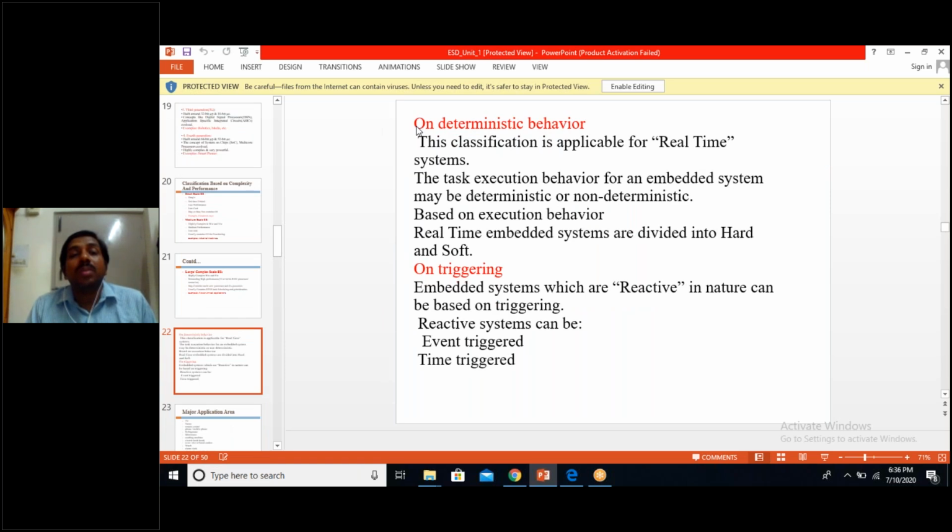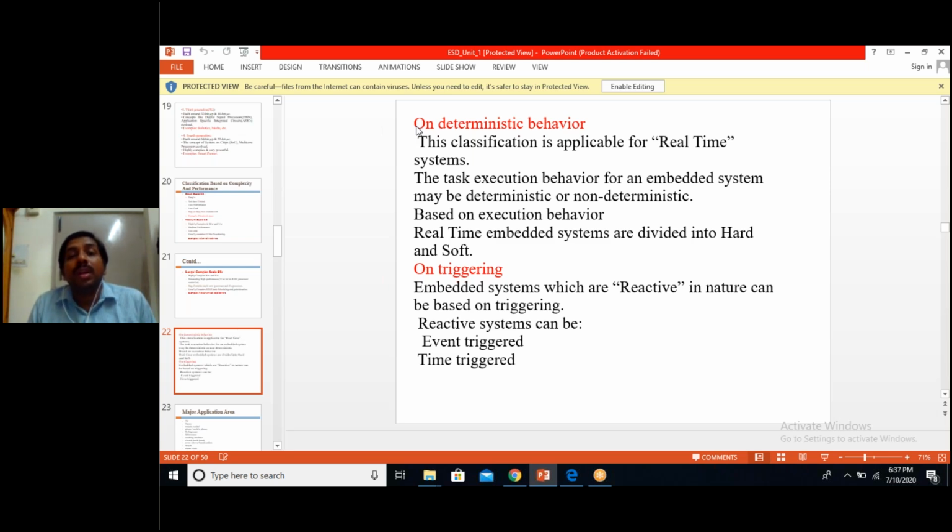So one more classification based on the deterministic behavior. See, our main purpose of embedded system is we want our device to be deterministic. Deterministic means it is same as required. We will not accept any deviation. So all real-time systems will come under this classification. The task can be deterministic or non-deterministic, but embedded systems are classified based on the deterministic.